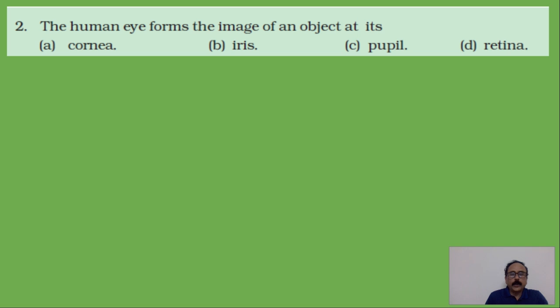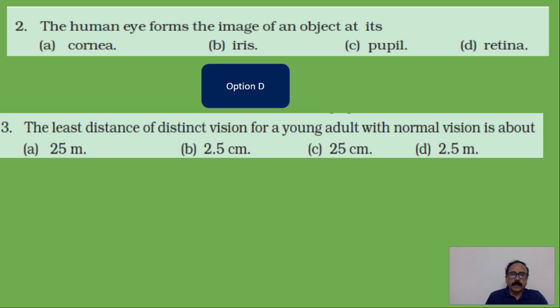Now the human eye forms the image of an object at its retina. We know that the retina acts like screen in our eye. So option D is correct. Next, the least distance of distinct vision for a young adult with normal vision is about 25 centimeters. So option C is correct here.